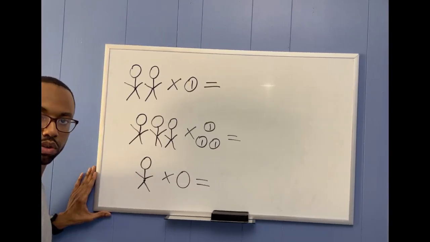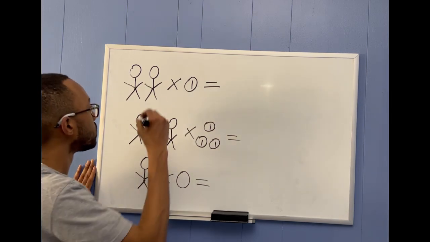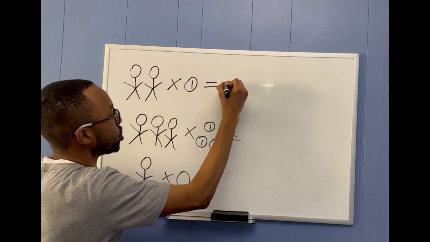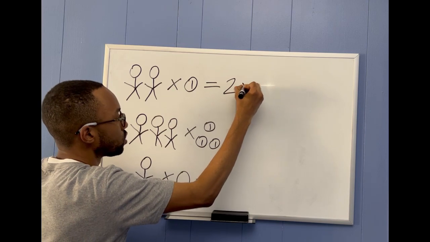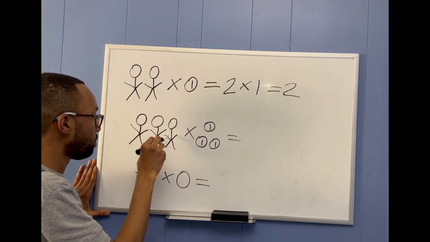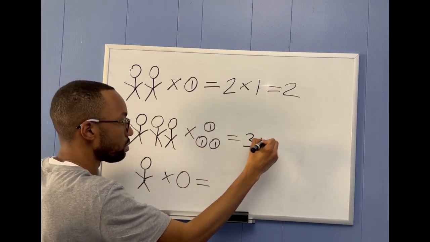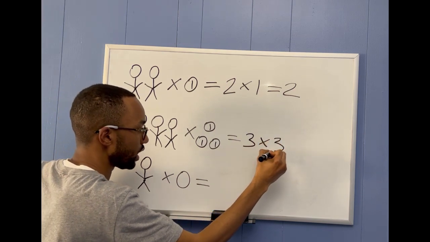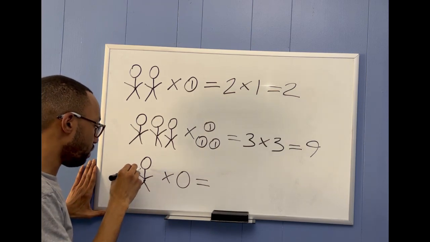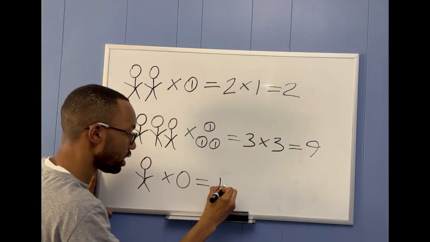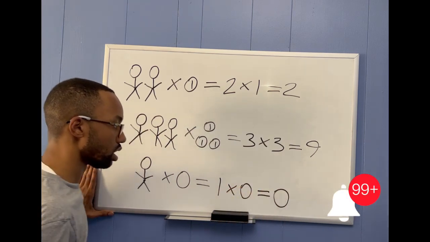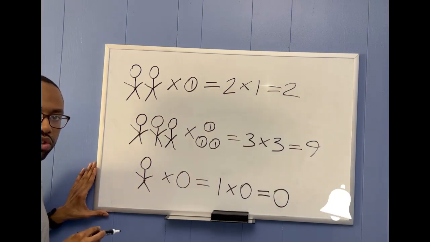All right, now I'm going to give you the solutions. Starting with the first problem, we have 2 people times 1 marble. So this is 2 times 1 marble, that's 1. 2 times 1 is 2. Now we have 3 people, which is 3, times 3 marbles, which is 3. 3 times 3 equals 9. And you have 1 person here, that's 1, times 0, and this gives you 0. These are the answers to the problems.